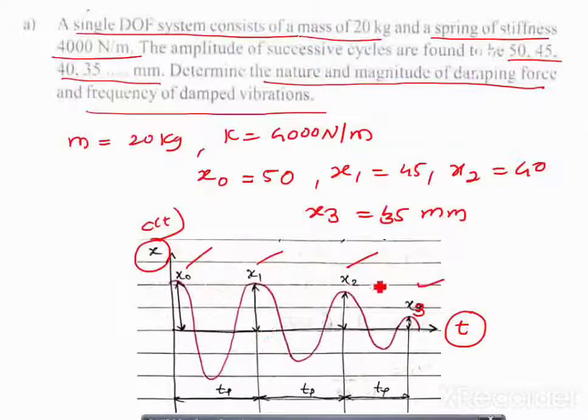So these are nothing but the number of cycles they have given. From this you can understand that n is equal to 3 cycles: x0 to x1, x1 to x2 and x2 to x3. So cycle number 1, 2 and 3. In this particular problem we have 3 cycles. Now once you have understood the problem, what is the first step? Obviously the first step is again to find the logarithmic decrement, delta.